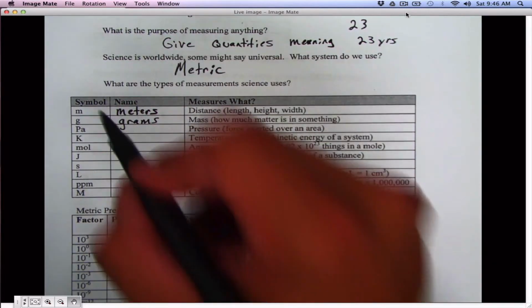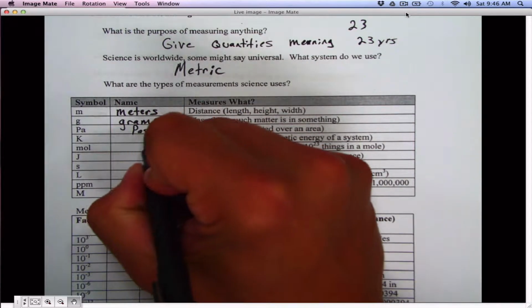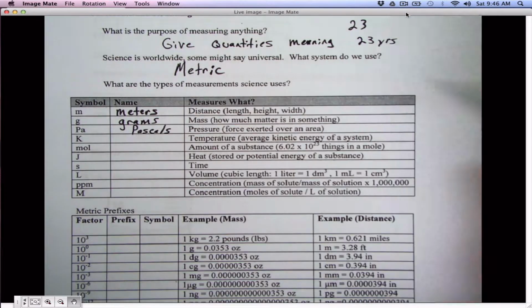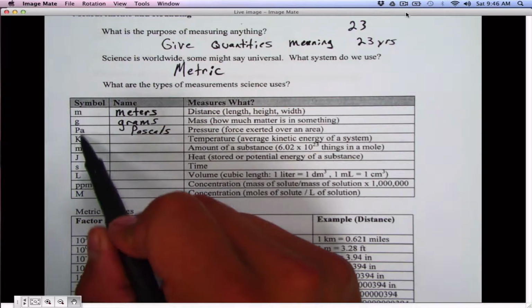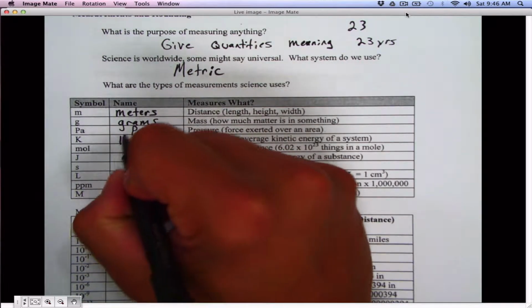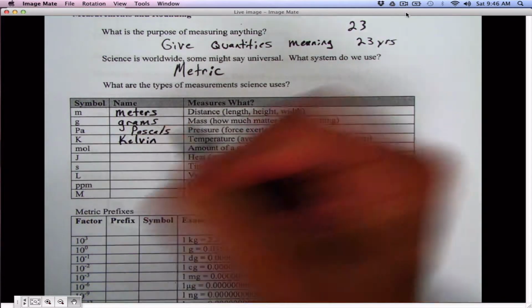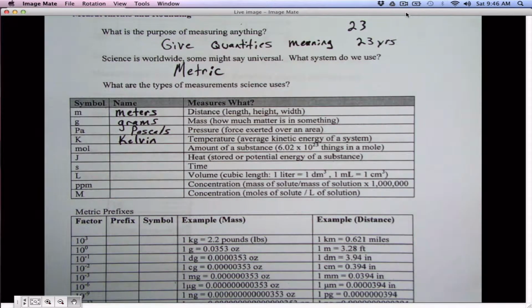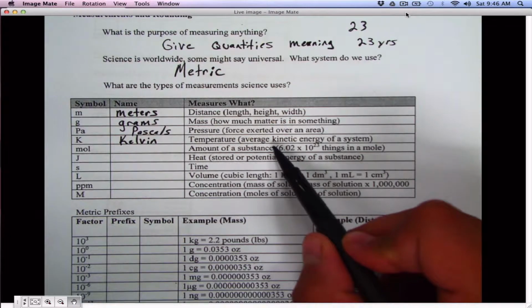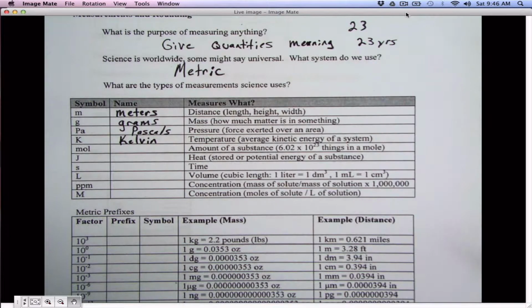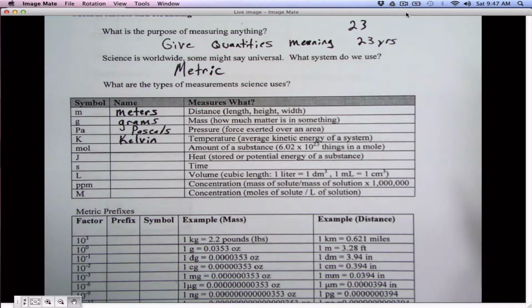Pa is going to be pascals. Pascals measures pressure. It's basically how much force is exerted over a certain area. All right. Capital K. Notice how this is capital P and lowercase a. This is capital K. This is Kelvin. Kelvin is temperature. And what's temperature? It's how fast the molecules are moving. In other words, we're talking about movement, the average kinetic energy of a system.